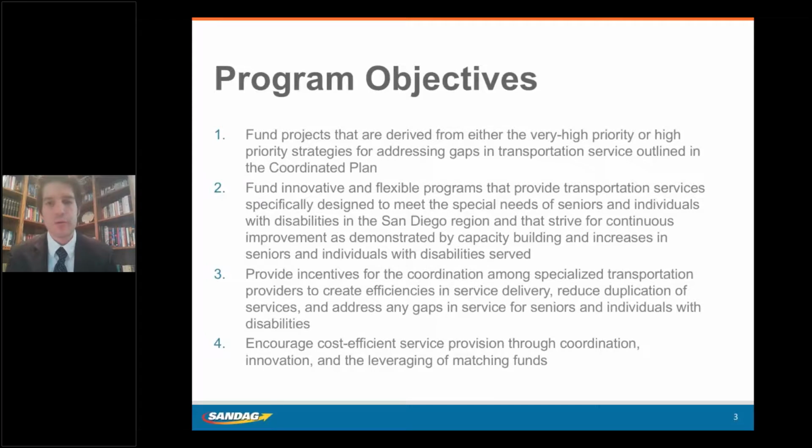There are also 4 program objectives. They strive to 1, fund projects that are derived from very high or high priority strategies outlined in the coordinated plan. 2, fund innovative and flexible programs. 3, provide incentives for the coordination among specialized transportation providers. And 4, encourage cost-efficient service provision through coordination, innovation, and the leveraging of matching funds. Next slide, please.